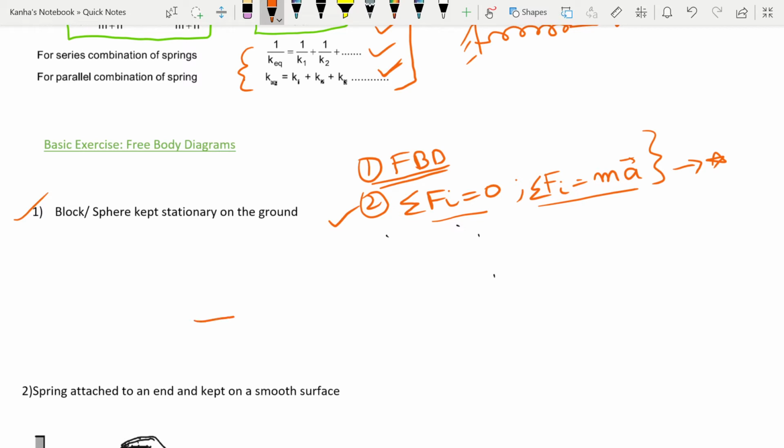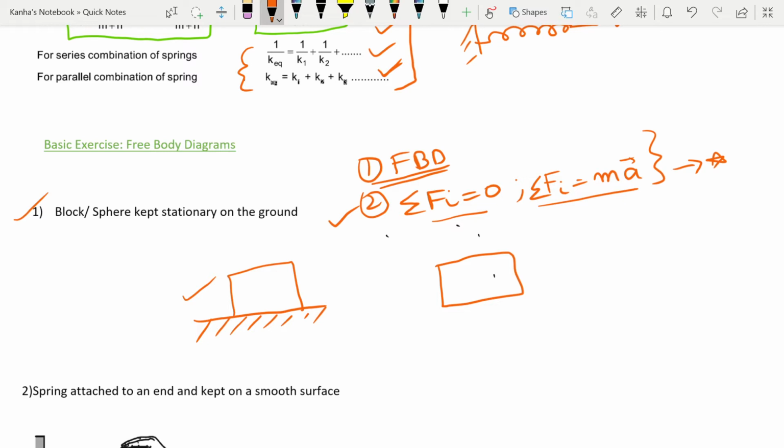So this is my ground, and let's see, I've kept a block here. Now I want to make the free body diagram of the block. How do I do this? I separate the block from everything else. I've drawn the block here. Now I need to count what all field forces and contact forces are acting on this block. How do I do this?